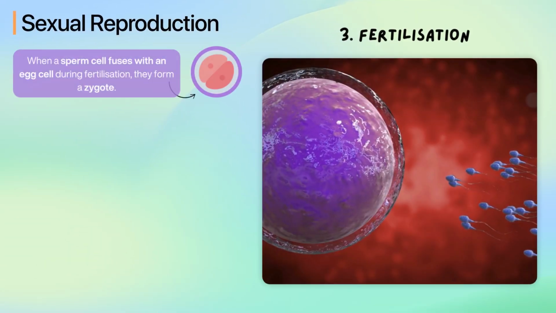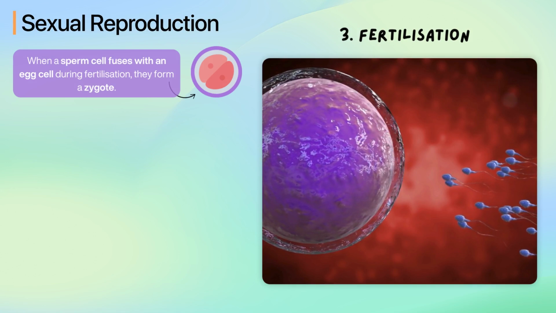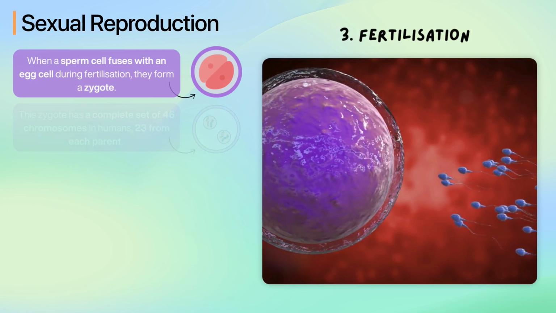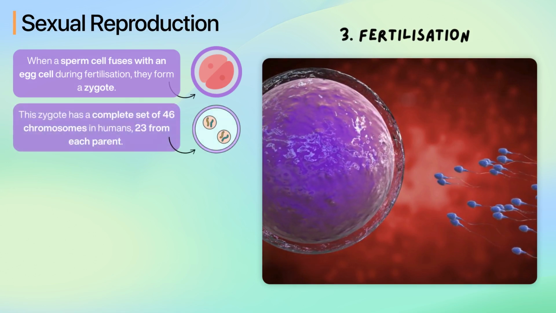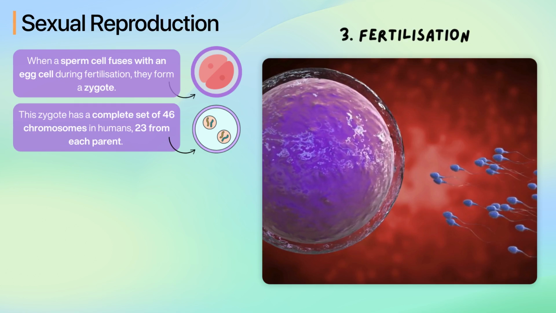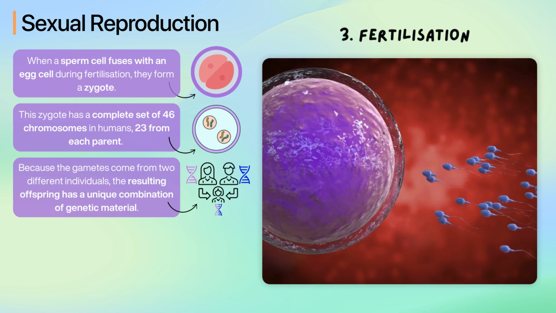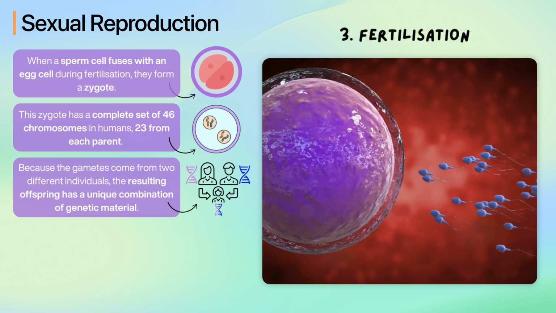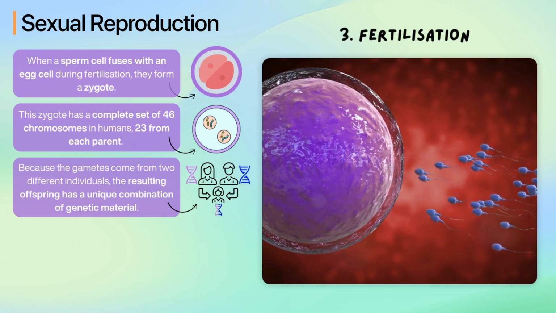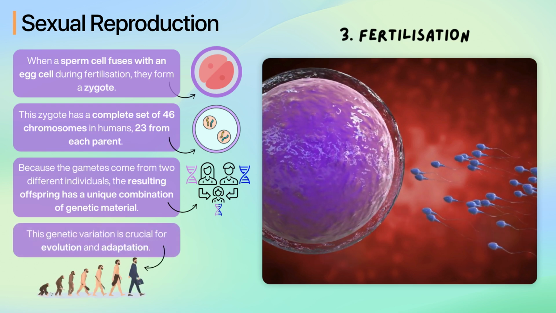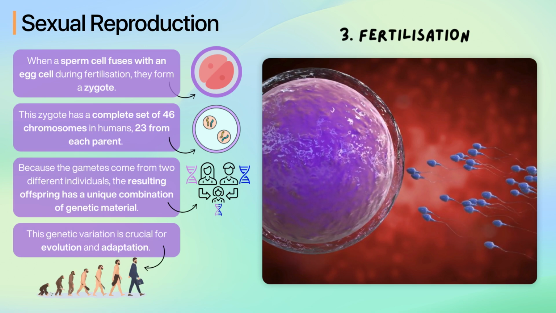When a sperm cell fuses with an egg cell during fertilization, they form a zygote. This zygote has a complete set of 46 chromosomes in humans, 23 from each parent. Because the gametes come from 2 different individuals, the resulting offspring has a unique combination of genetic material. This genetic variation is crucial for evolution and adaptation.